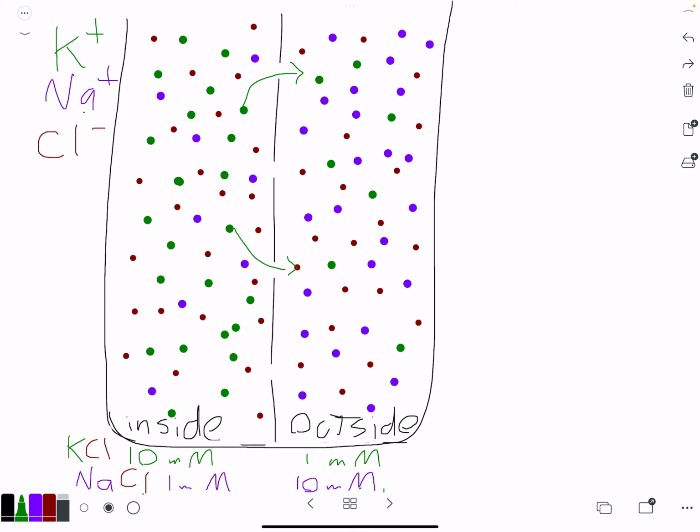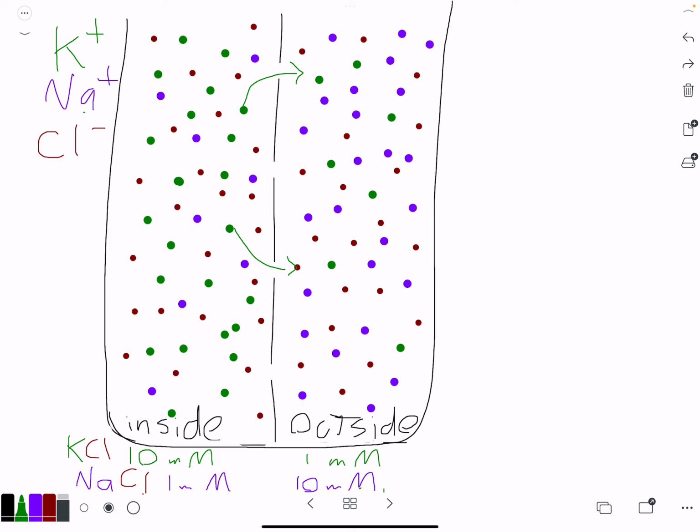Now, if potassium was going through and was driven only by the chemical force, it would eventually reach equilibrium where you would have equal numbers of potassium on each side. And that in and of itself would still generate a potential because these positive potassiums are moving over and there's no negative charge moving from right to left that would counteract that.